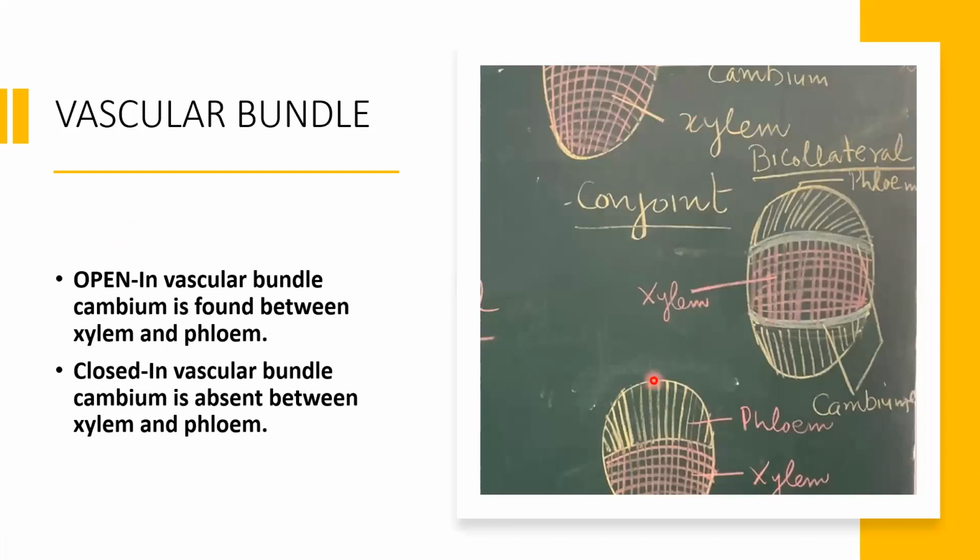Now, we have already discussed that if there is no cambium present in the vascular bundle between xylem and phloem, we will call it closed. But if there is cambium present in the vascular bundle, we will call it open type. Actually, the vascular bundle has a strip of cambium tissue.